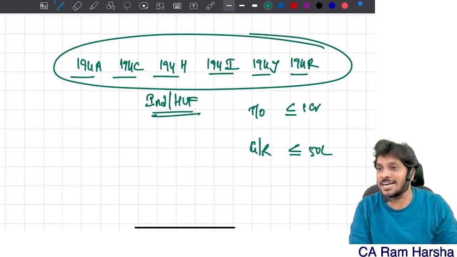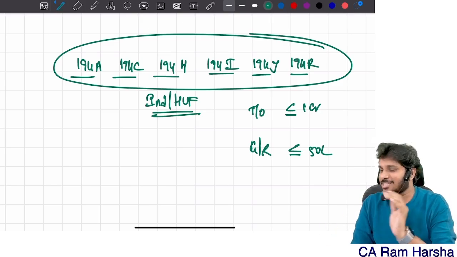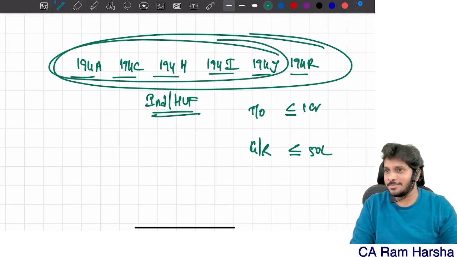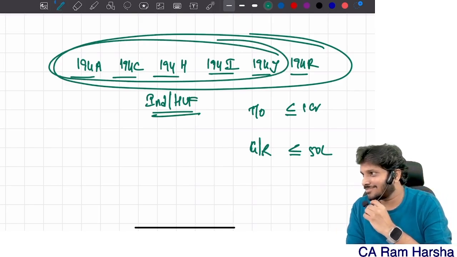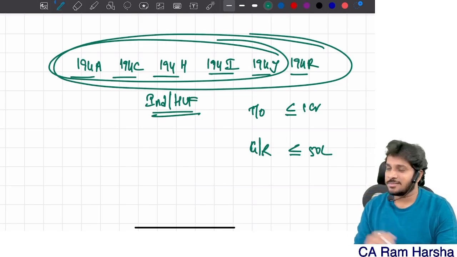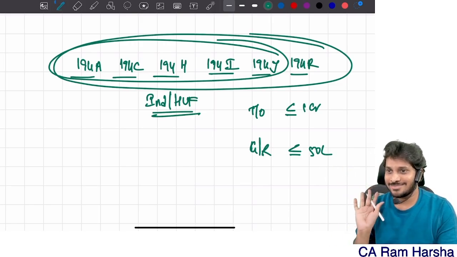What is it? Hijack. H, I, J. But actually R is also there. Once upon a time, the hijack code was applicable.